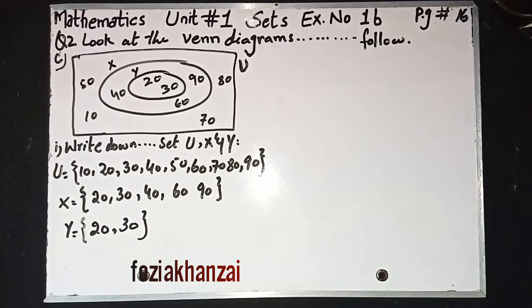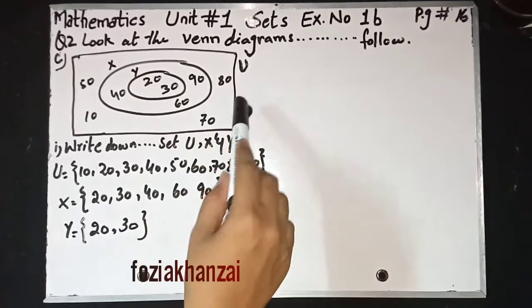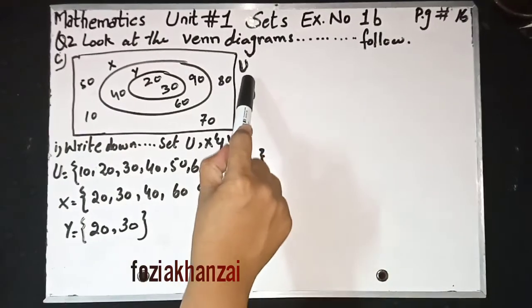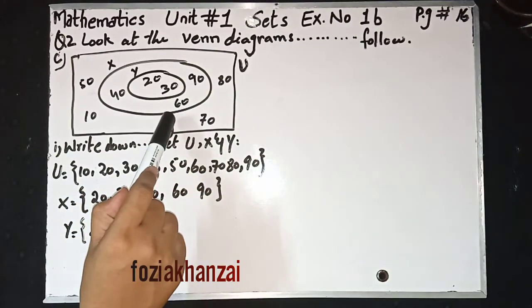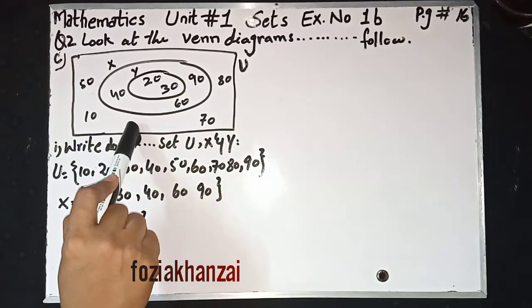Page number 16. Okay, we have done first part A, B. Now we start part C. The rectangle box shows the universal set. All elements are included in the universal set. It's a kind of subset or superset. This Venn diagram shows a subset and superset.